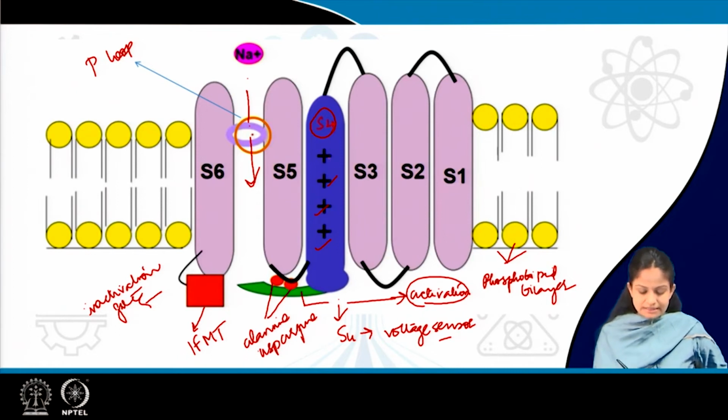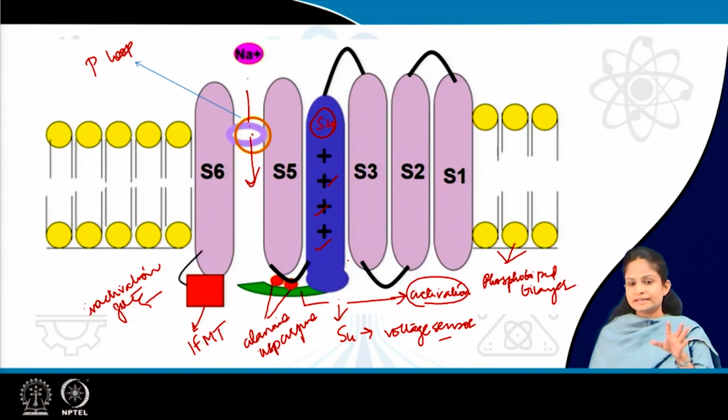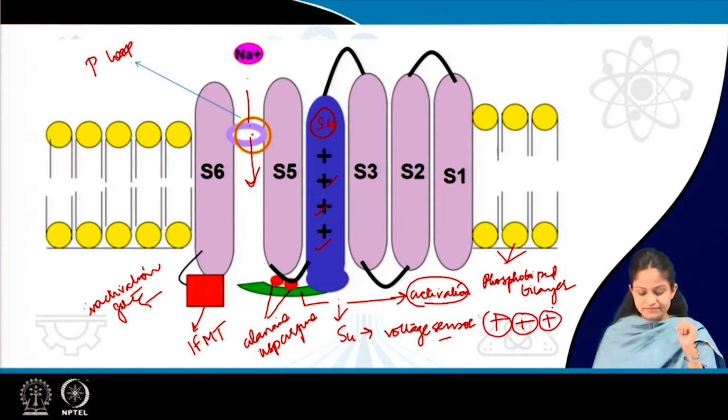As we can see now, this is the condition at rest. I told you at resting membrane potential usually the ion channels are closed. Now, whenever there is a change in the membrane potential, that means whenever the interior becomes more positive, what will happen? This S4 segment will move upward.